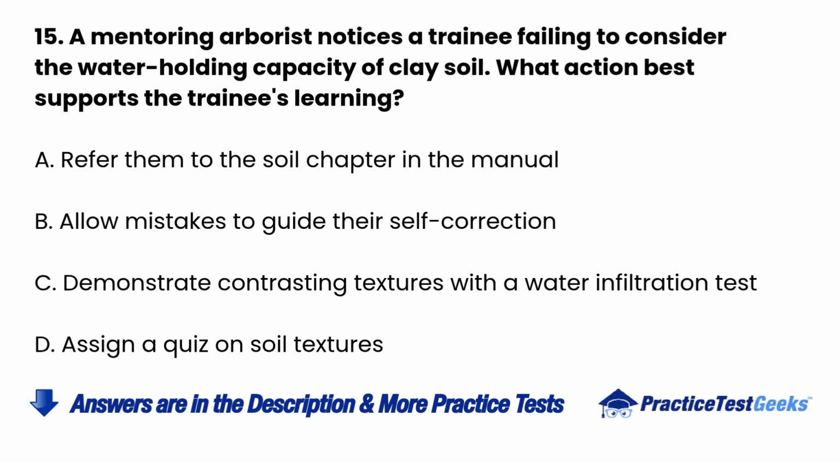15. A mentoring arborist notices a trainee failing to consider the water-holding capacity of clay soil. What action best supports the trainee's learning? A. Refer them to the soil chapter in the manual. B. Allow mistakes to guide their self-correction. C. Demonstrate contrasting textures with a water infiltration test. D. Assign a quiz on soil textures.